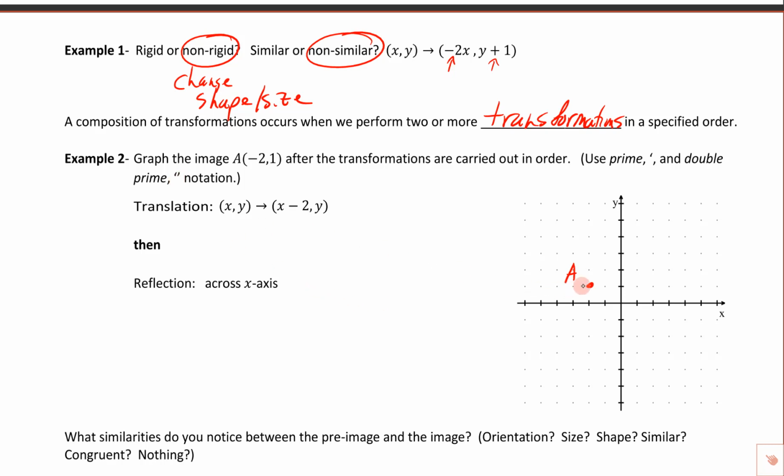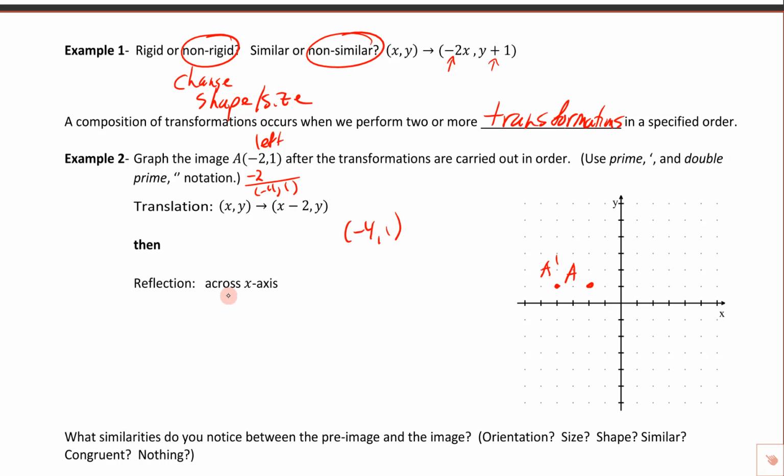So the first thing we're going to do with this one is we're going to do this transformation. We're going to take the x coordinate and we're going to subtract 2 and we're going to leave the y coordinate alone. So that's going to make this, let's see, we get negative 4, 1. So slide back 2, and notice that matches up here because this would be left 2. So we're going to slide back here and this would be A prime.